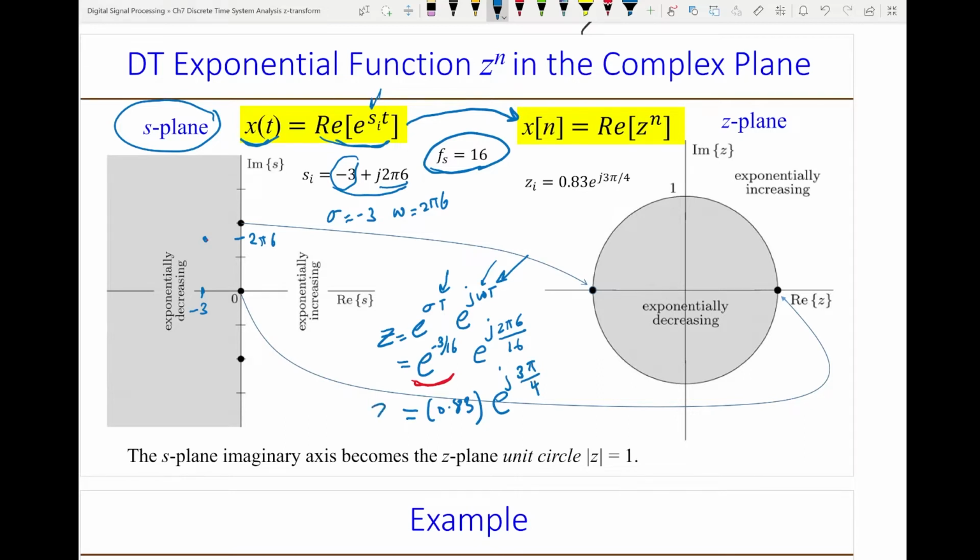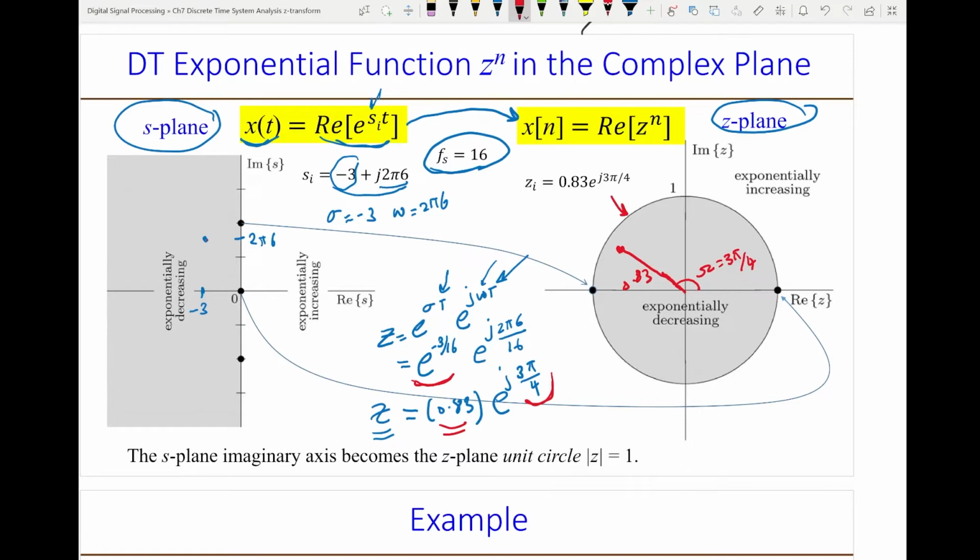So that is z. If I plot this z in the z plane here, it is a vector with this angle 3 pi over 4, which is this, and a length that is 0.83, which is this one here. This unit circle is 1, so that's 0.83.